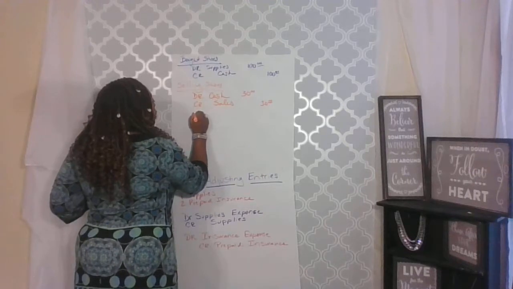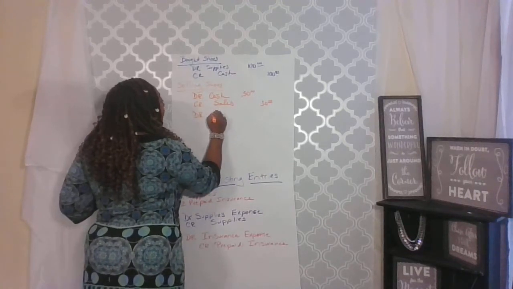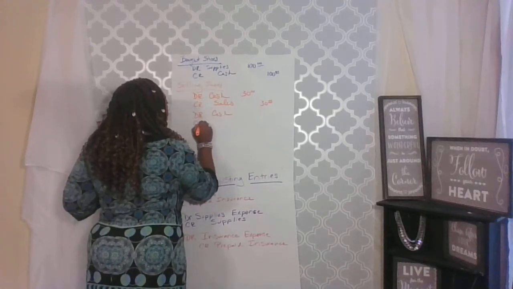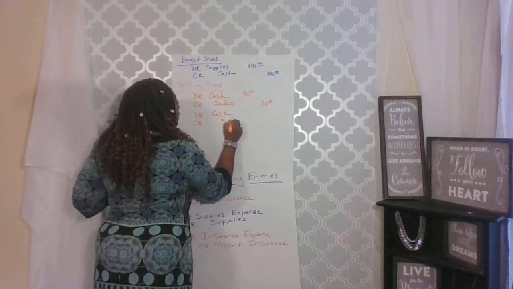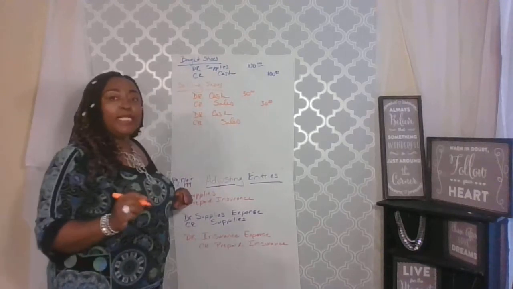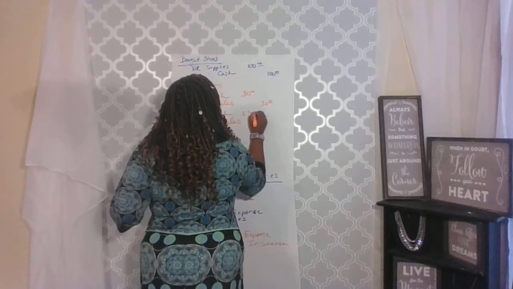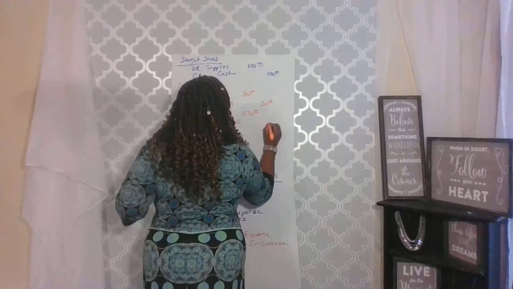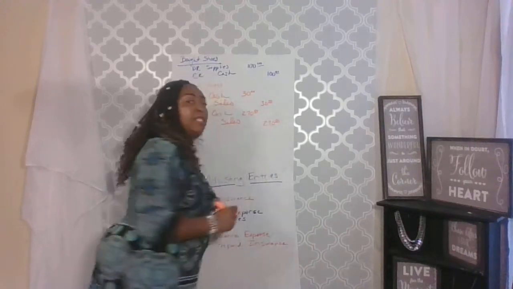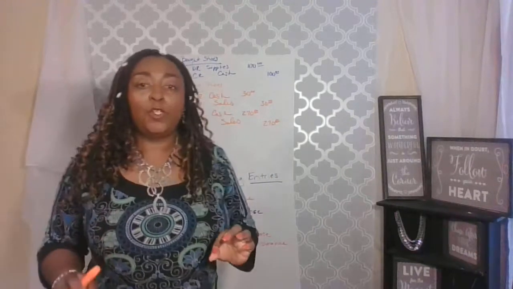So once again, the journal entry is debit cash, credit sales. 27 pairs of shoes. That is $270. $270 because I'm selling my shoes for $10 each.